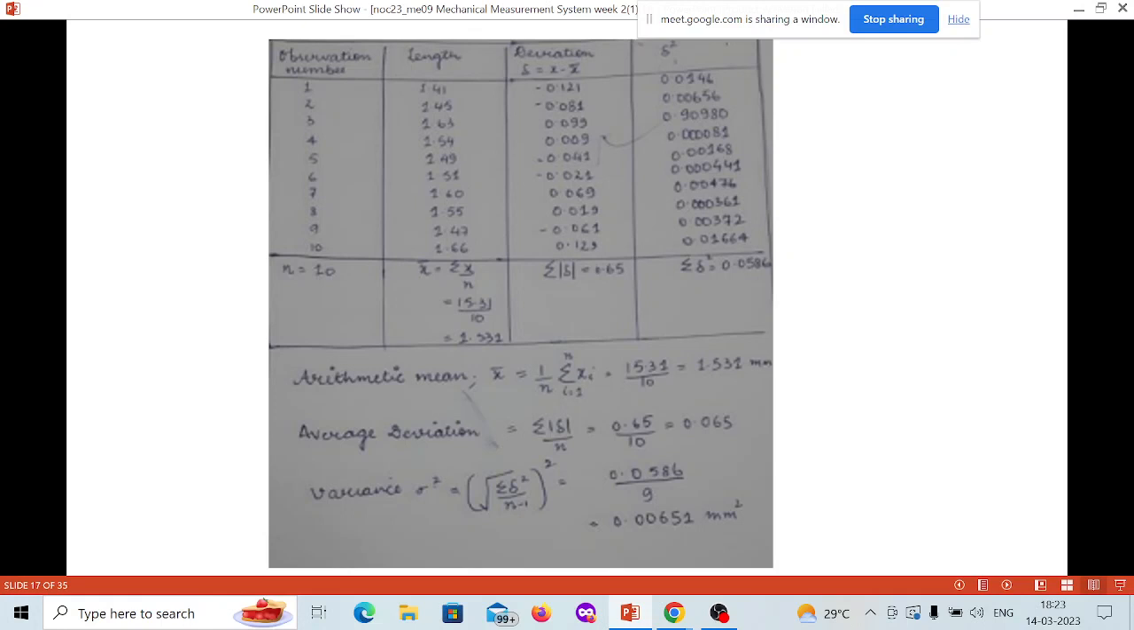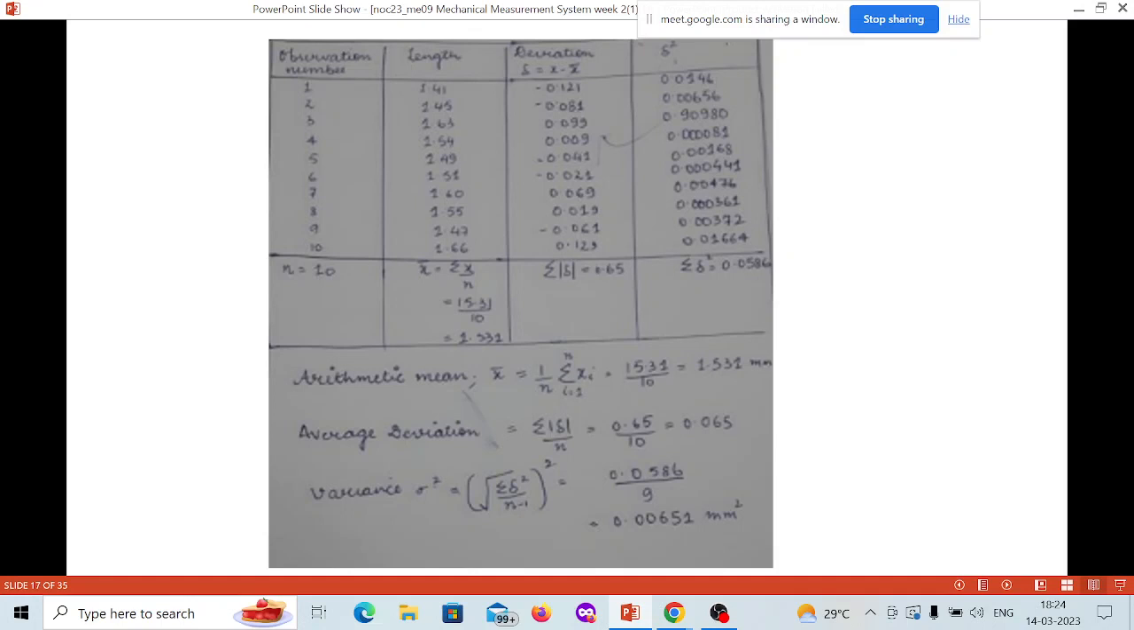Then you have to calculate the deviation. How do we calculate the deviation? The deviation is the measured value minus the mean value. You sum all 10 readings, 1.41, 1.45, 1.63, up to 1.66, and you get 15.31. Divide by 10 readings, and that gives you the mean, 1.531.